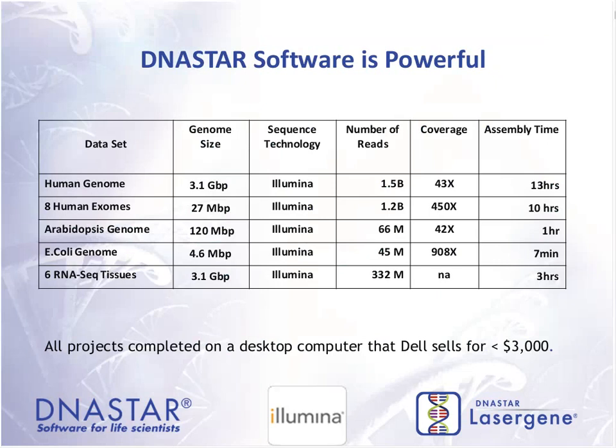So the power of the software is evident with some of the benchmarks that we have. And these are some benchmarks with Illumina sequence data. And of course, the first data set that we'd like to focus on is the human genome. That is the ultimate benchmark for next-gen sequence data. And we have an assembly of 1.5 billion reads, significant amount of coverage, 43x. And our assembly time is down now to about 13 hours. And that's really a tremendous performance.